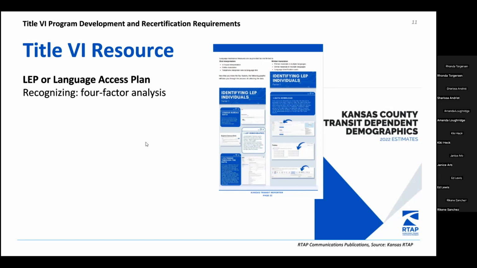And Kansas RTAP does have a resource that we release annually to help agencies identify demographic numbers within their county. The Kansas County Transit Dependent Resource for this year is available on our website now, as you see here. But recently it did get a makeover. Before, it was kind of just one big table, if you've used this before. Now it's separated by county, so counties can have an easier time looking at just their data. If you haven't already checked it out, you should, because it has data that can help you develop an LEP plan, but it also has demographic data that can help you when applying for any grants as well.